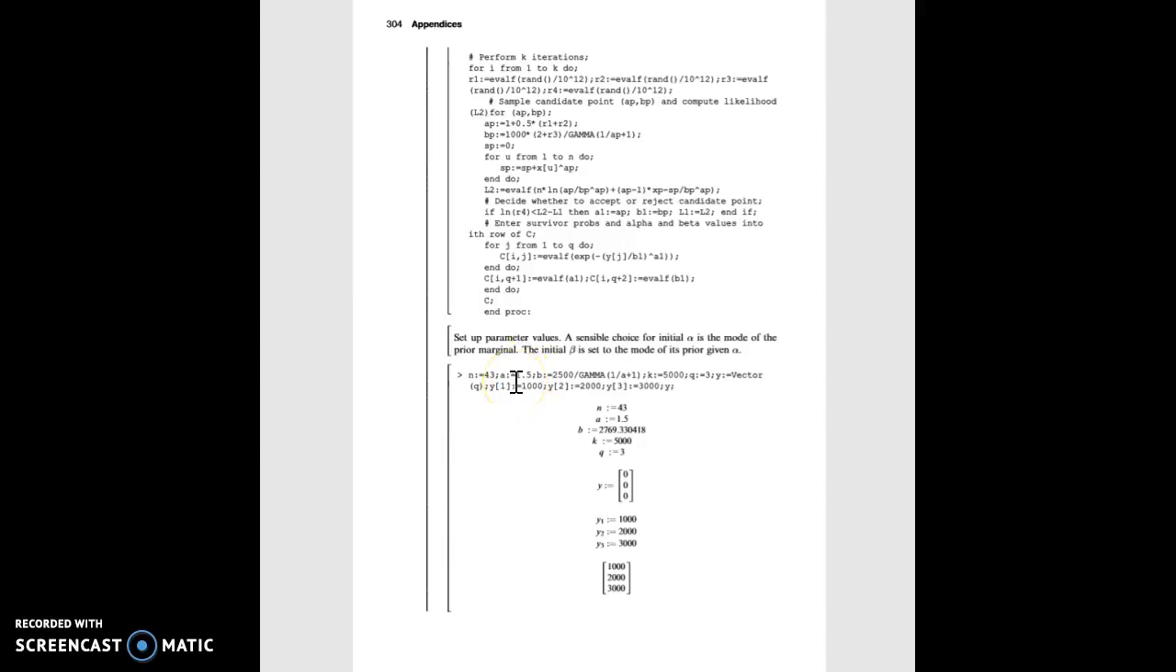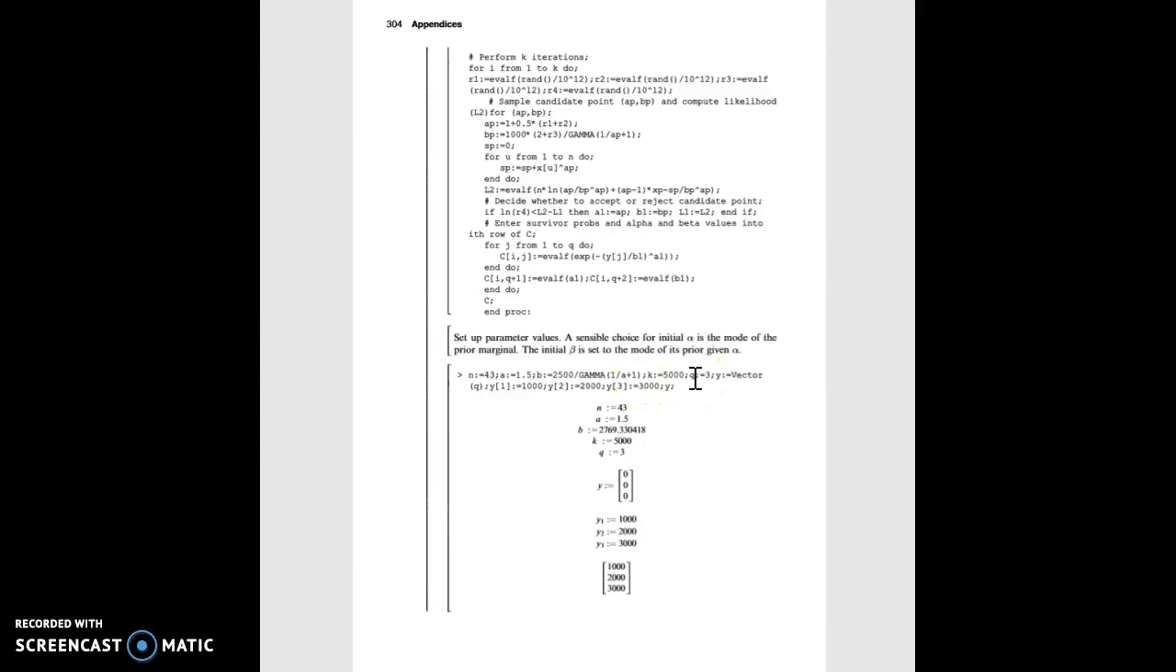A is the starting alpha value for the Weibull distribution. That's the mode of the data. B is our beta, and that's determined by the alpha value with a gamma distribution. 2500 is the middle between 2000 and 3000, which is where we're looking at in our data set, divided by the gamma, this whole chunk of code. And then K is the number of iterations that we're going to do.